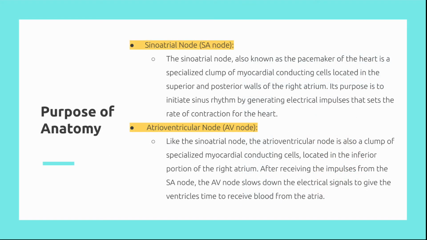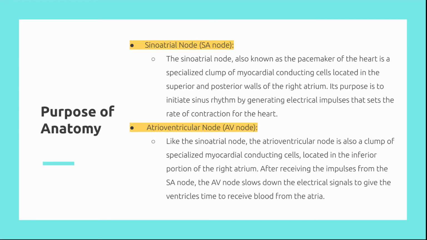Purpose of anatomy. Sinoatrial node. The sinoatrial node, also known as the pacemaker of the heart, is a specialized clump of myocardial conducting cells located in the superior and posterior walls of the right atrium. Its purpose is to initiate sinus rhythm by generating electrical impulses that set the rate of contraction for the heart.